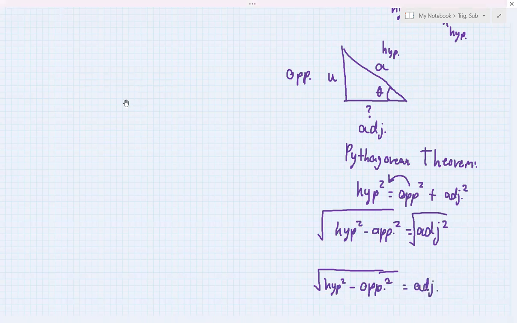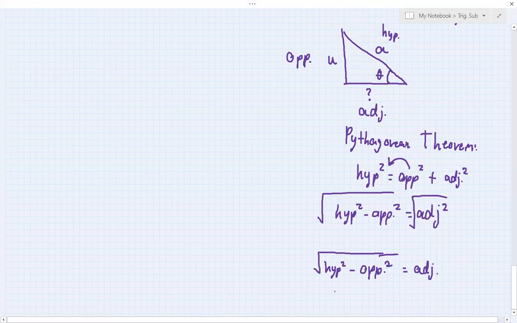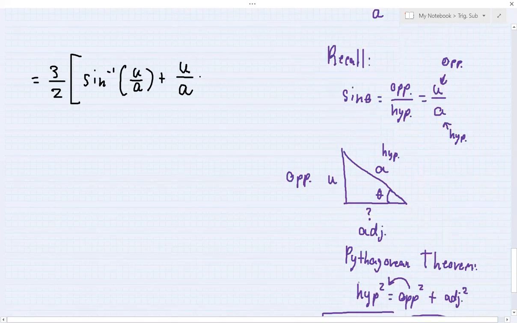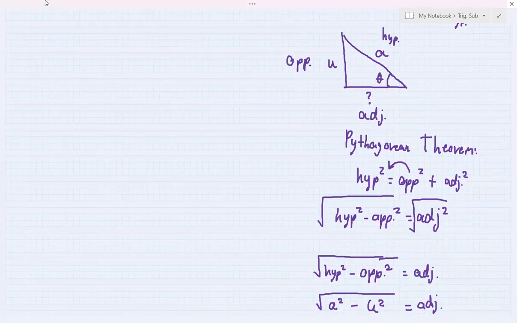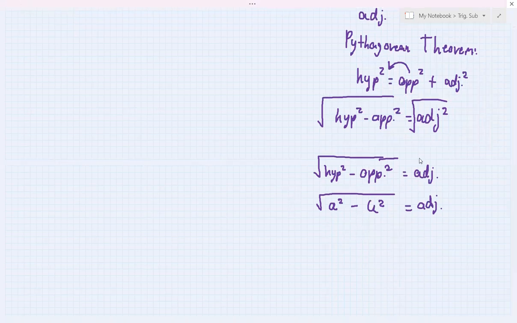So, if that's the case, then what would be our hypotenuse? Yung hypotenuse mo rito, si A, di ba? So, this is square root of A squared minus yung opposite mo rito na si U, so this is U squared. Ayan siya. So, yun ang adjacent. Okay na siya. Dahil dyan, we can now determine yung cosine.